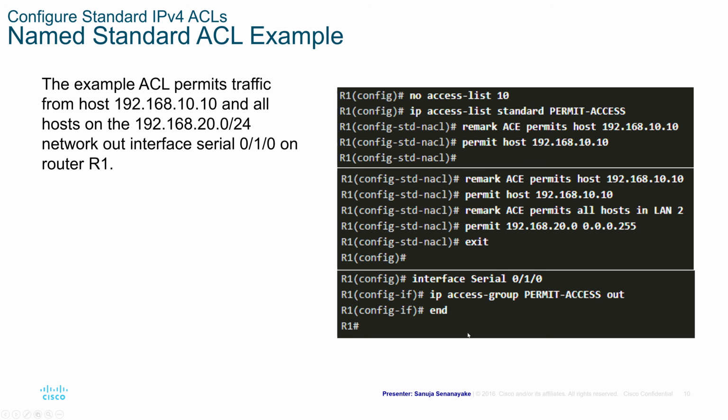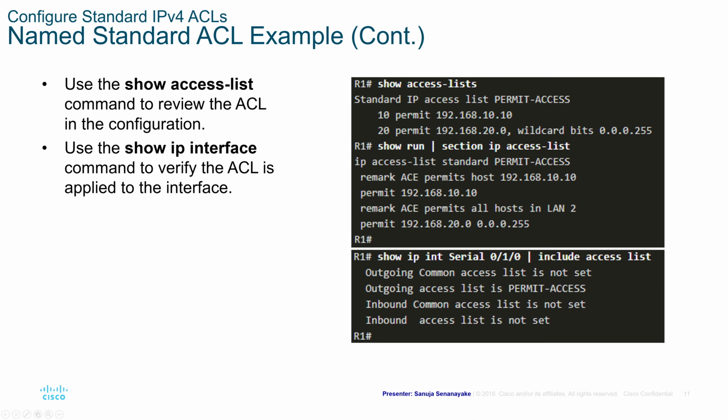0.0.0.255. And we're going to bind that to serial interface 0/1/0 by going into interface serial 0/1/0 under interface configuration commands. We're going to enter ip access-group PERMIT-ACCESS because that's the new ACL we created, and put it as out, and then exit out of that. That would give you a standard ACL.